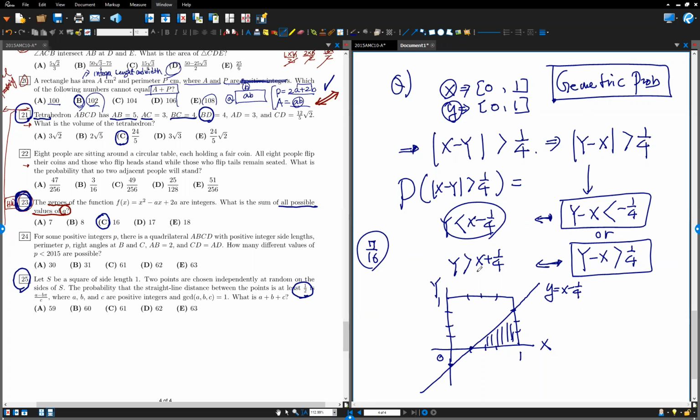The other one. Y is greater than x plus 1. X plus 1 over here. Okay? So where is it? It is over here, right? This is y equals x plus 1. So it is 1. Greater than is what? This side.